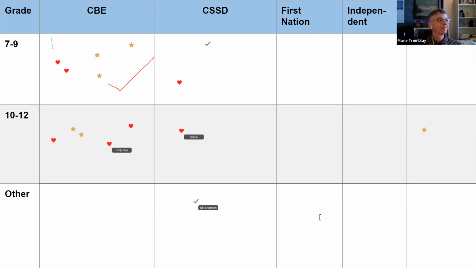I'm seeing lots of entries here under the CBE. That's great, but also the Calgary Catholic, nice. And we have someone from a charter school. And almost an even split between junior high and high school.